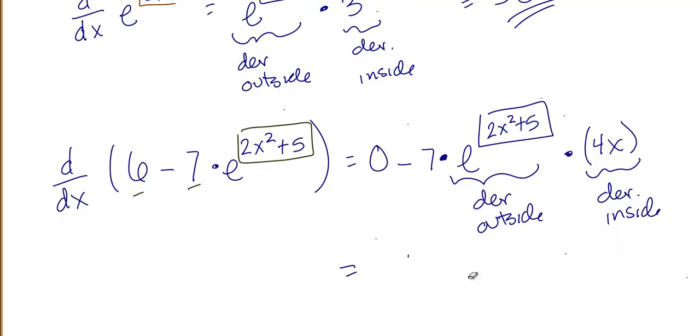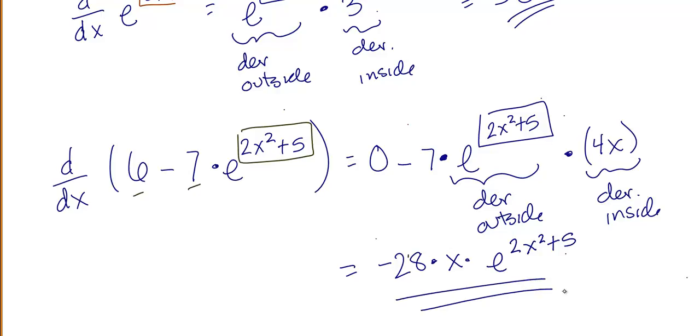So for my final answer, I get negative 28 times x times e to the 2x squared plus 5. There's my final answer. Notice only one new rule. We just have to then keep using the chain rule after that.